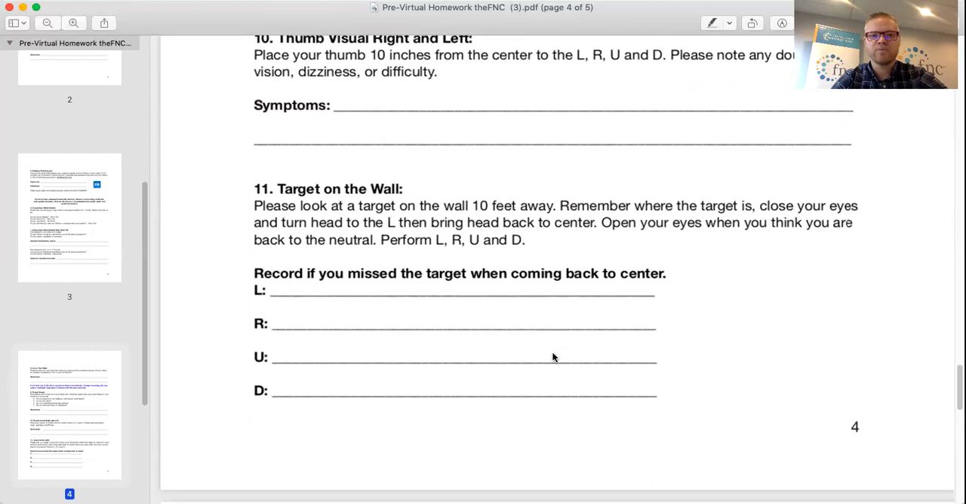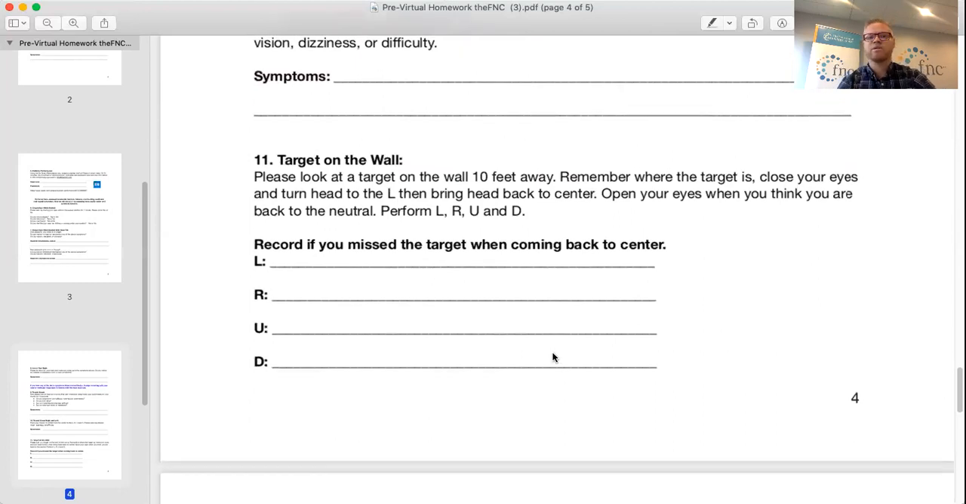And then what we want to do is put a target on the wall. You're going to keep your eyes focused on that target. Remember where it is. Close your eyes, turn your head, bring your head back to center, and try to open up and keep your eyes right on that target.